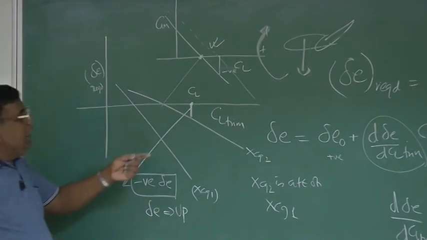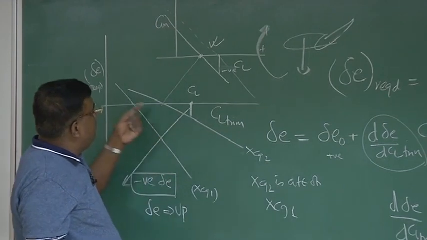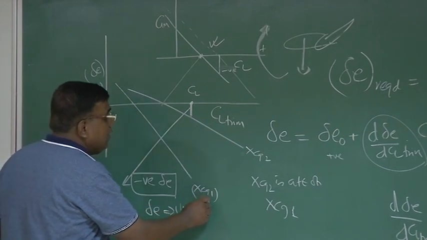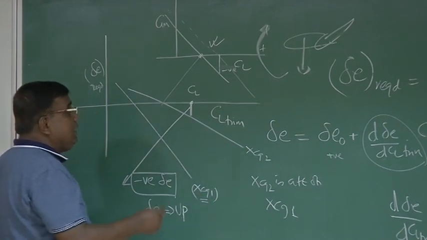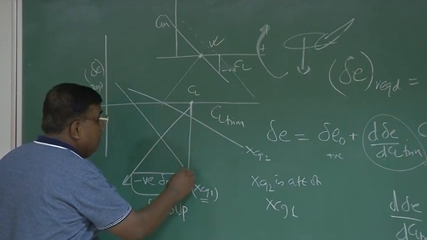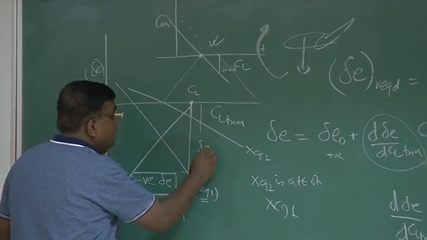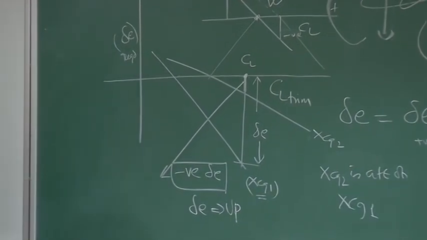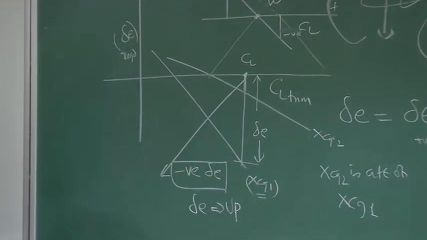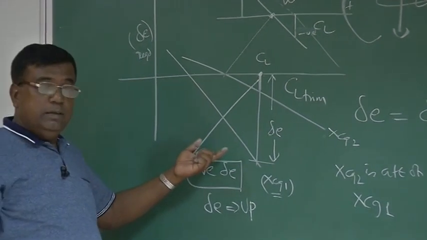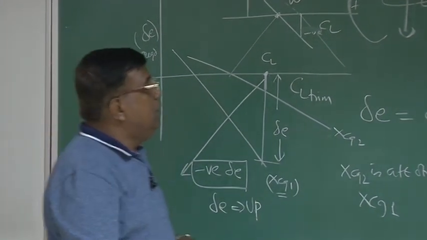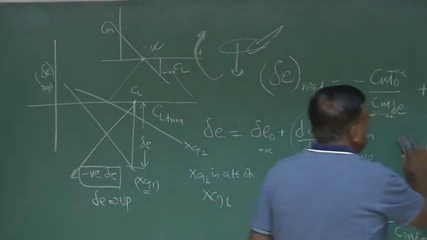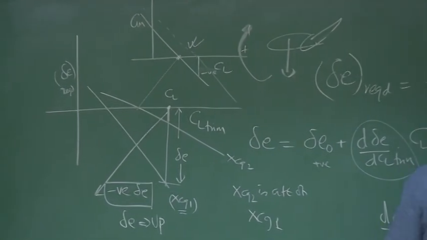Now see, if I want to change CL from a particular CL to this CL for an aircraft having XCG1, which is very highly statically stable, then so much of delta E up I have to give. This negative means up, right? Now the question comes, do I have this much of limit? How far can I stretch the delta E deflection? How do I decide that? Let us see.